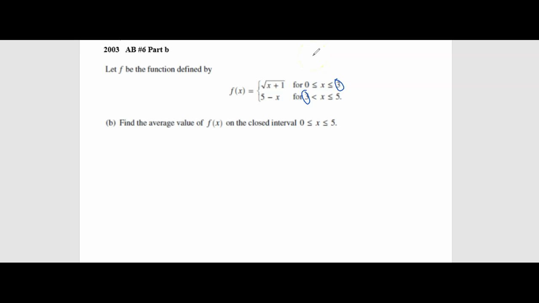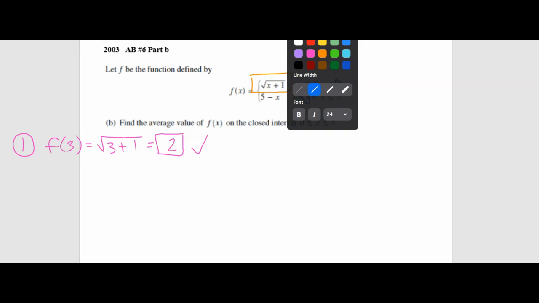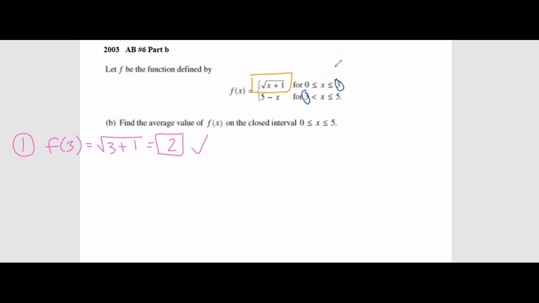To check for continuity, the three parts are: we need to know that f of 3 exists. So f of 3 is equal to the square root of 3 plus 1, which is equal to 2. So f of 3 exists. Again, I'm using this part of the piecewise function because that is where x is equal to 3. I then need to check that the one-sided limits are equal to one another, so I can prove that the limit as x approaches 3 of f of x exists.